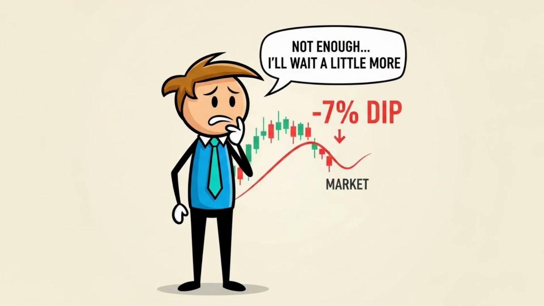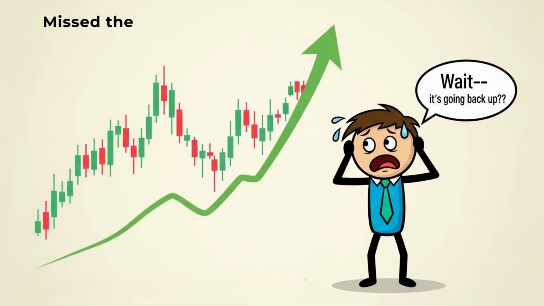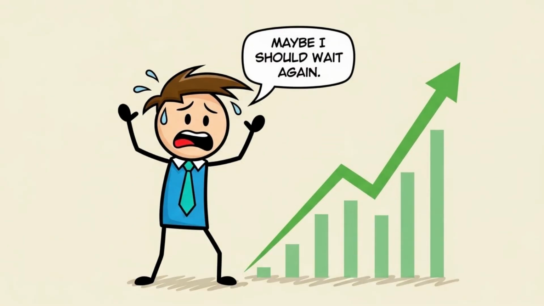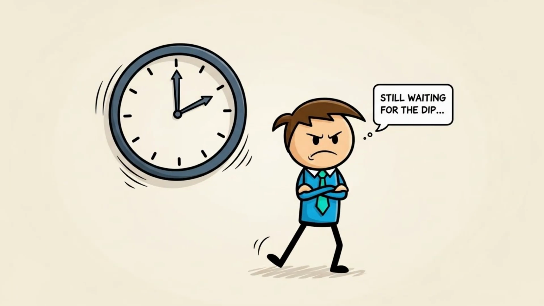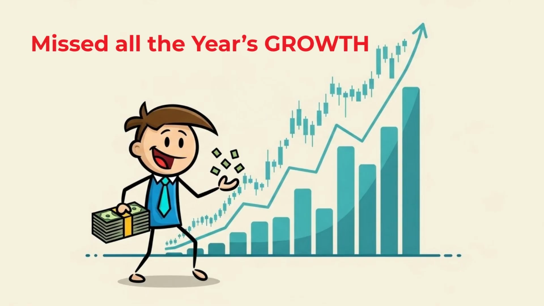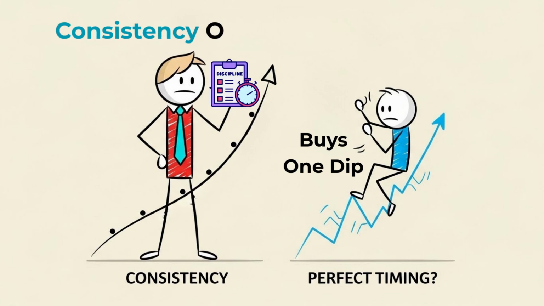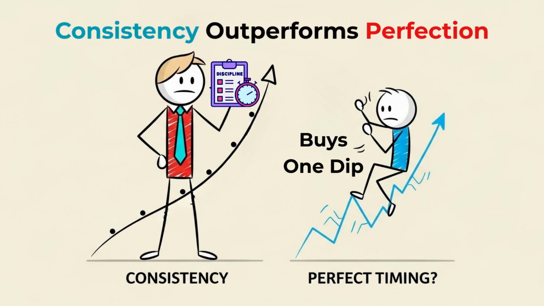The market initially drops 7%. He waits for more. But instead of dropping further, the market recovers quickly. Timmy panics. He waits again. And by the time he finally decides to invest, he has missed almost all the growth of the year. Even if Timmy eventually buys one dip, it usually won't beat Stickman's steady discipline, because consistency almost always outperforms perfection. Let's create our own version inspired by well-known research.